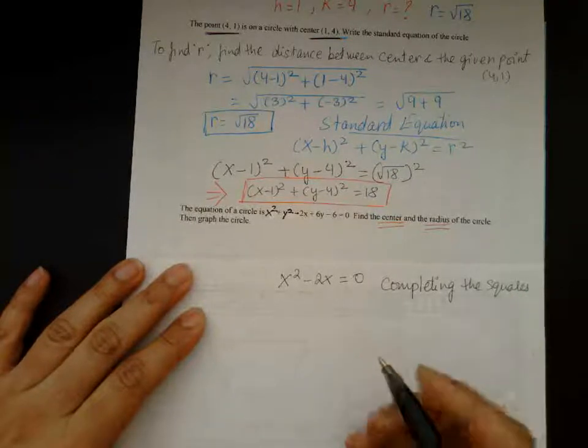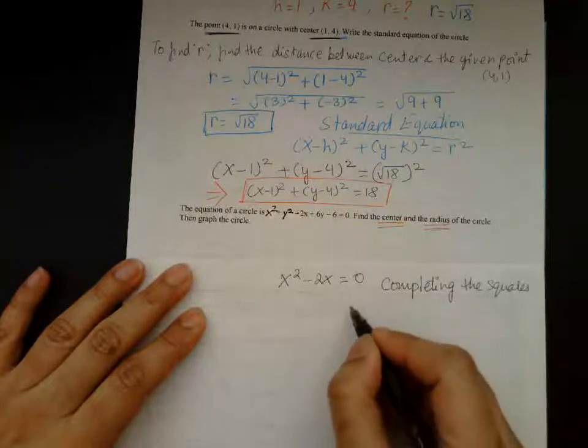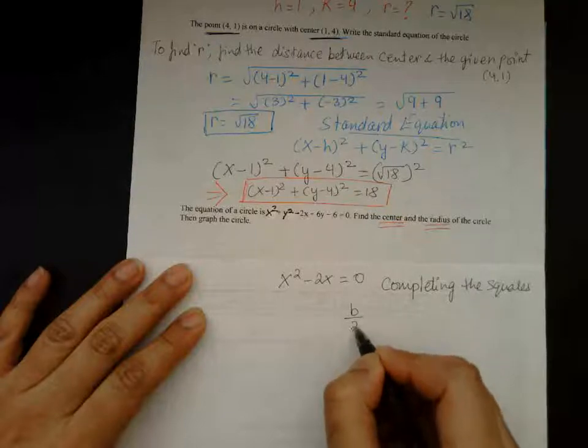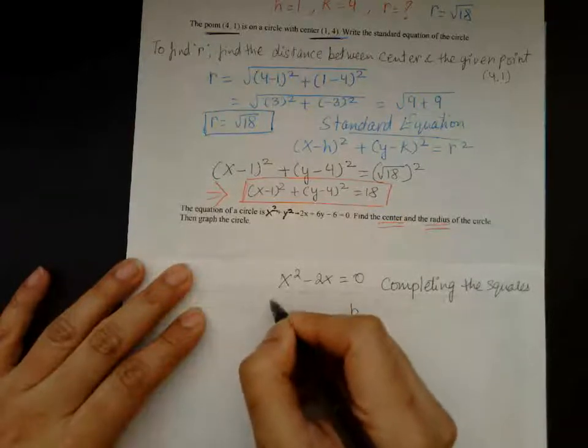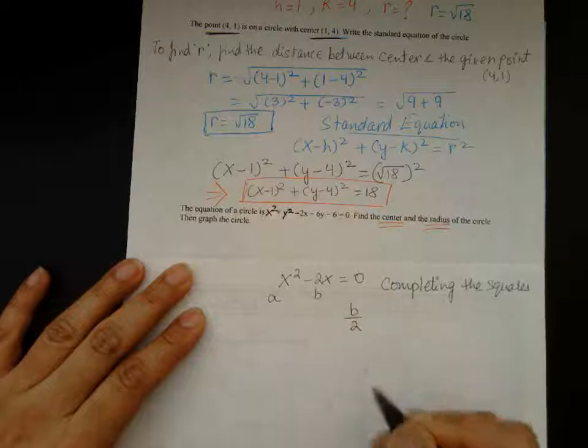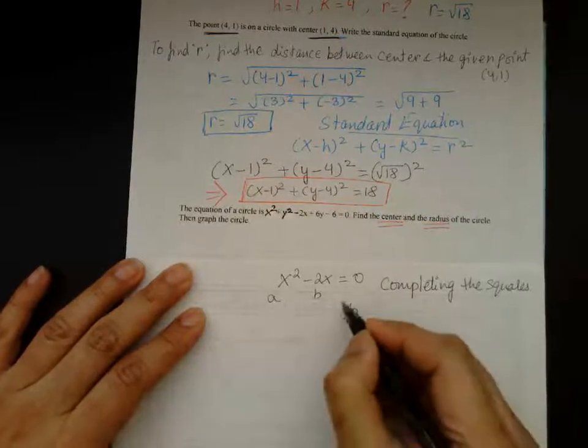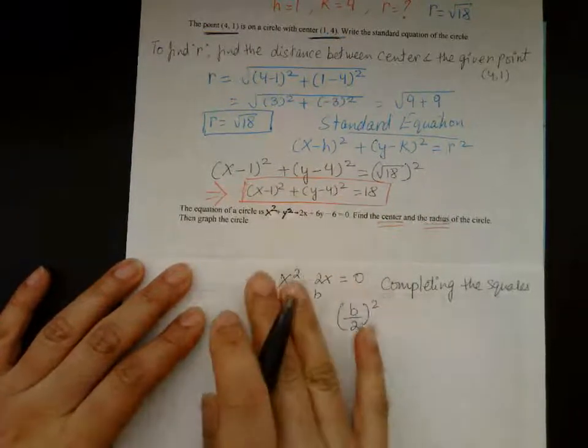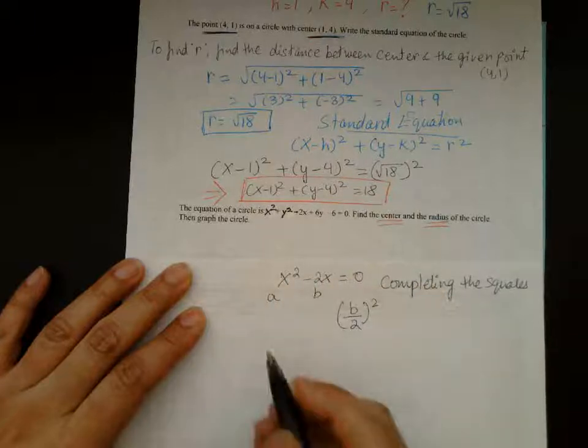How to complete the squares? Completing the square says take half of b, this is a, this is b, half of b, square it and add it to both sides.